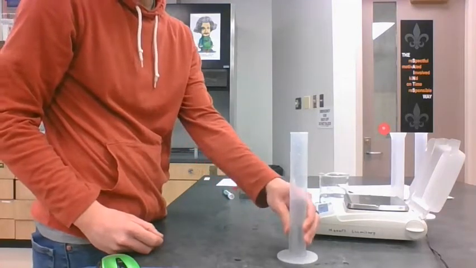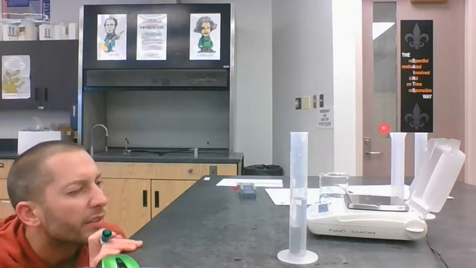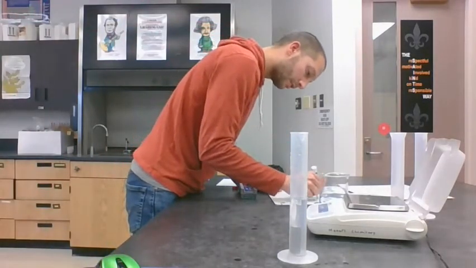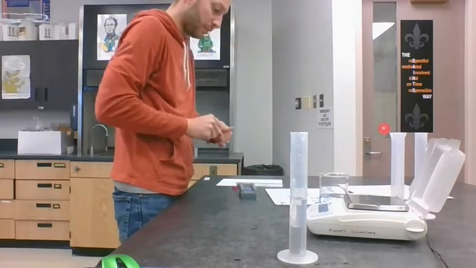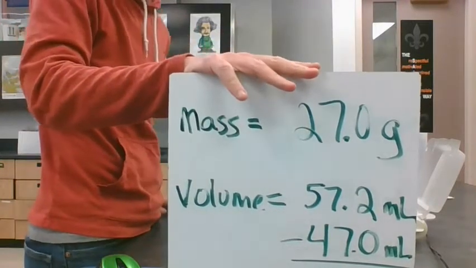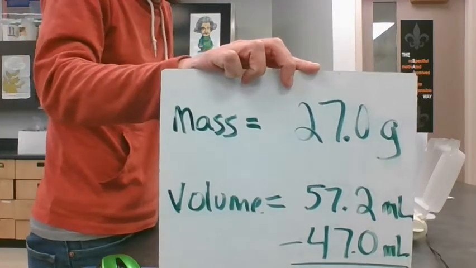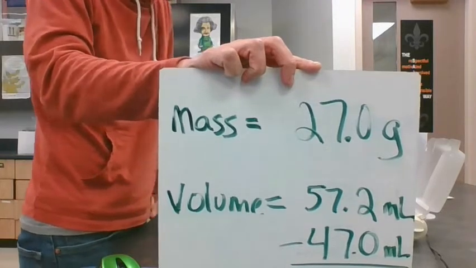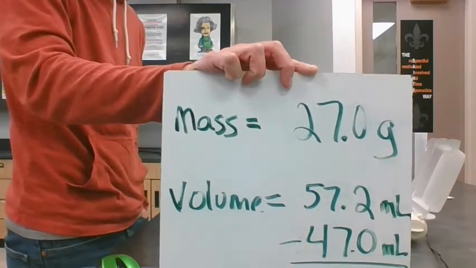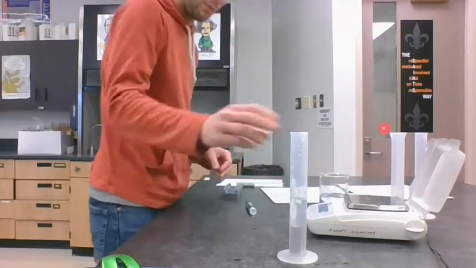I made a little bubble when it dropped in that time. And it looks like it is at 57.2. That is our final value. So you guys can look at those again. 57.2 is where it ended. The water level started at 47.0. You guys can subtract those and fill in your data table. And then there's one more piece after that.